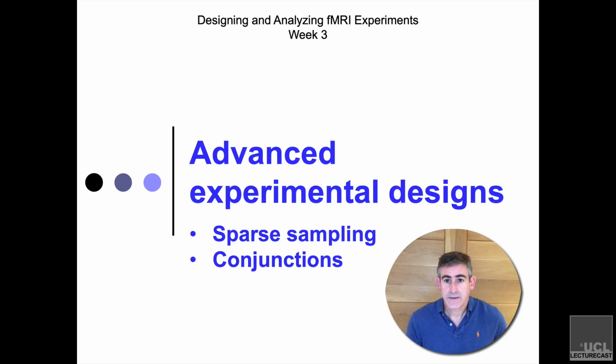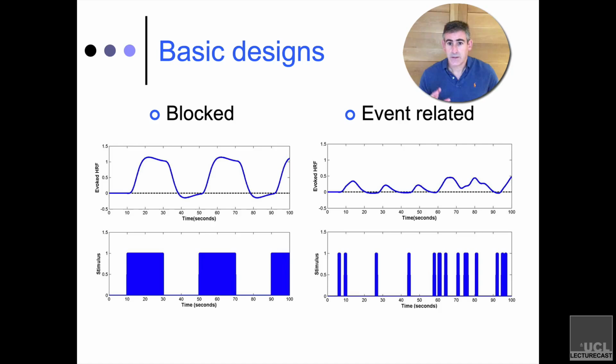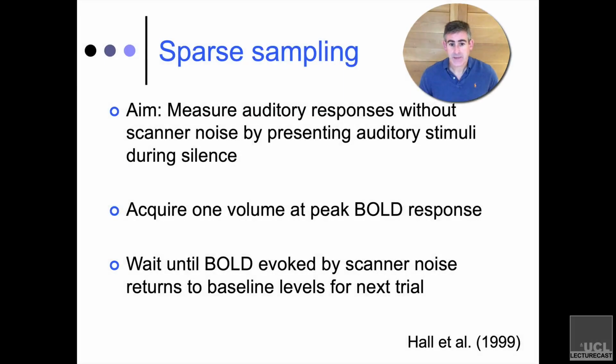Okay, so this first one I want to start with is related to sparse sampling and conjunction designs. And as we started out with last week, when we talked about the very fundamental designs, the really 2 most basic are block designs and event-related designs. Now, if you were to take those, a sparse sampling design is an event-related design. Okay, and the idea behind sparse sampling originally was it was a way to deal with the fact that we wanted to use acoustic stimuli in a scanner, but we had this confounding scanner noise.